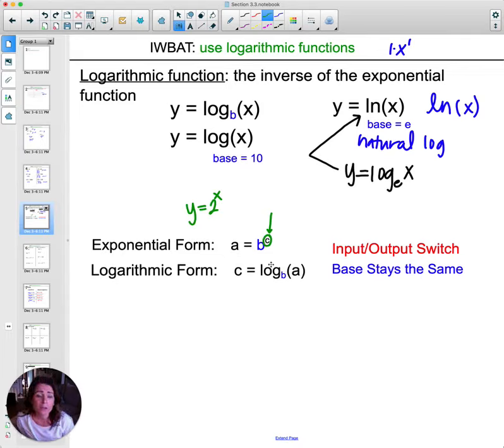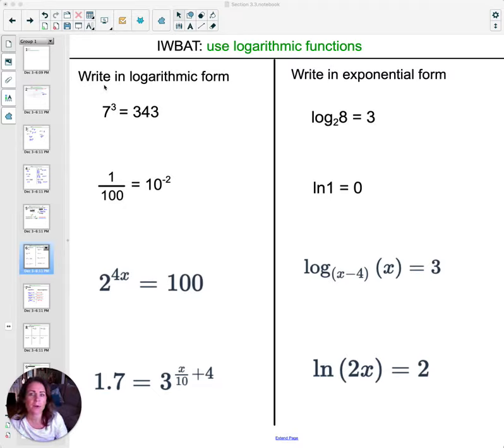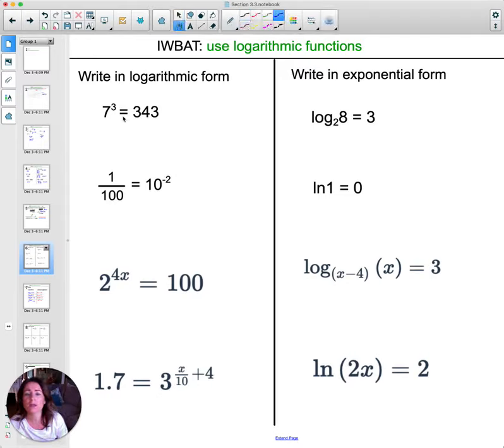Then for a logarithm, you see the logarithm function here. One thing to notice is that the base of the exponent and the base of the log are the same. And then their inputs and outputs are just going to switch. So now the input of this log is a. The number going in is a, the number coming out is c, which is opposite of the exponential. So let's take a look at rewriting some exponentials to logarithmic and logarithmic to exponential. On the left-hand side here, we have them written in log form, and we want to write them in exponential form, and we want to write them in logarithmic form.